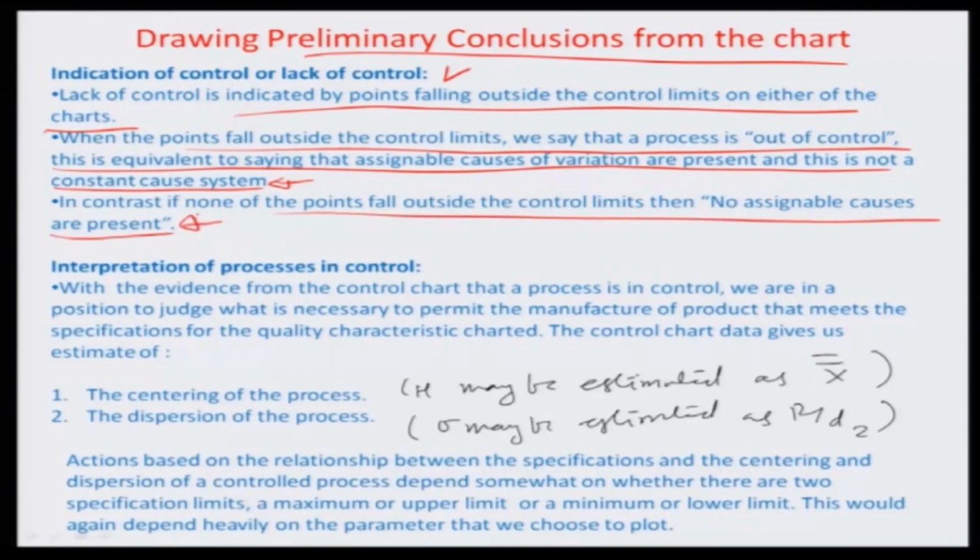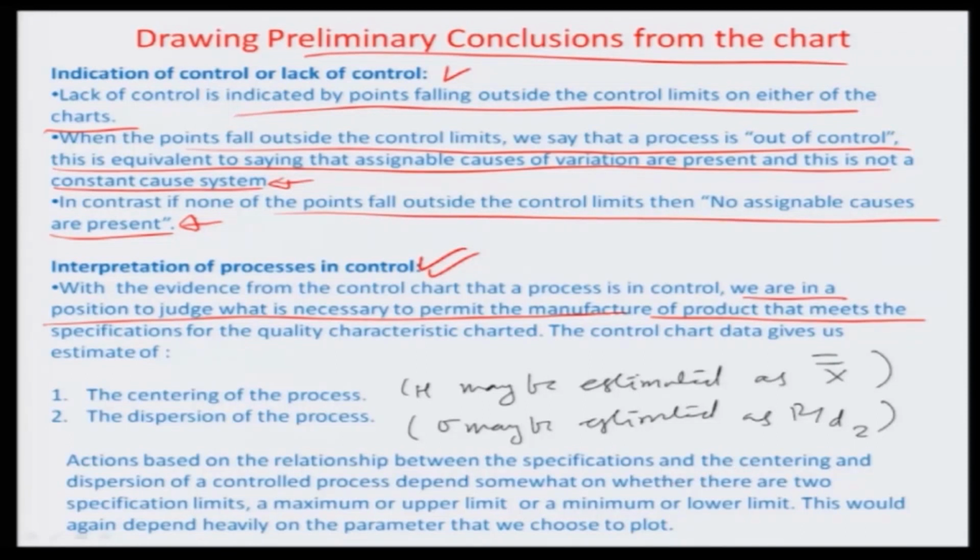So, that is a very good interpretation. Also, you can interpret for all the processes in control with the evidence from the control chart that a process is in control. We are in a position to judge what is necessary to permit the manufacture of the product that meets the specifications of the quality characteristic charted.